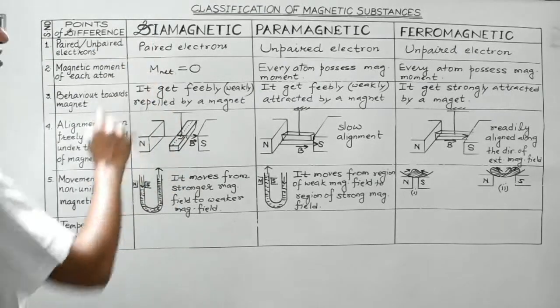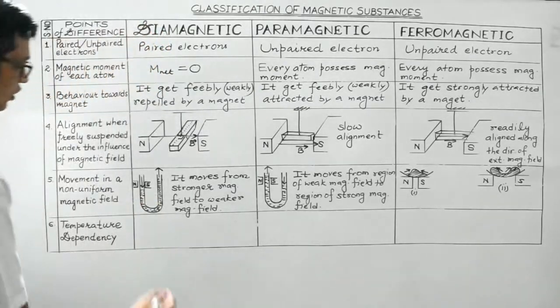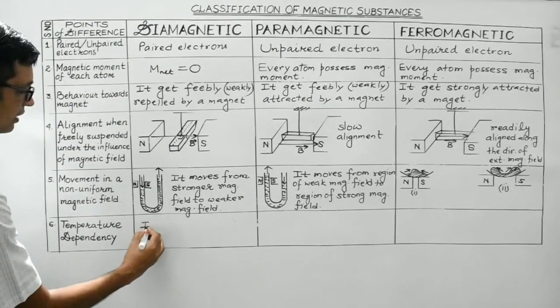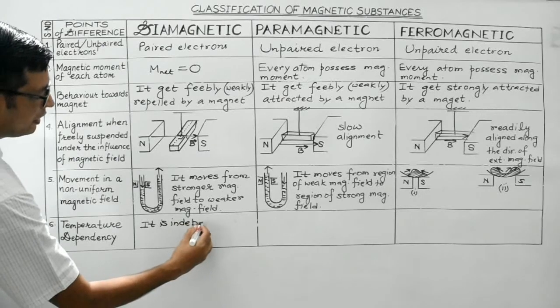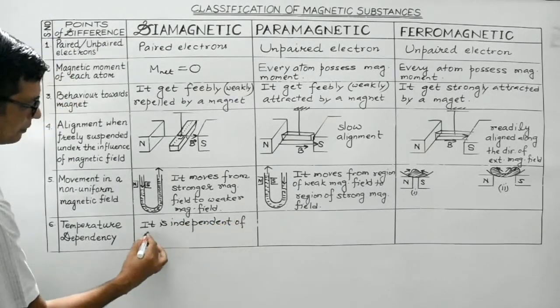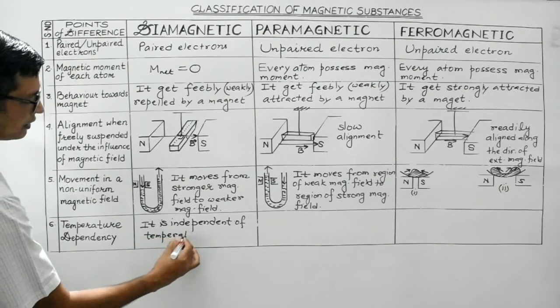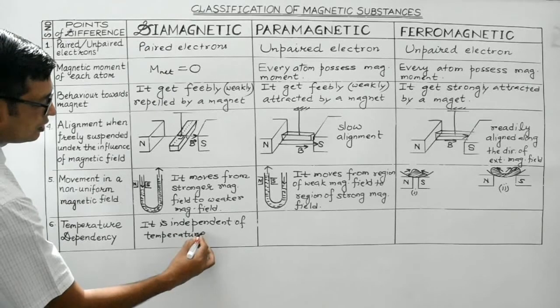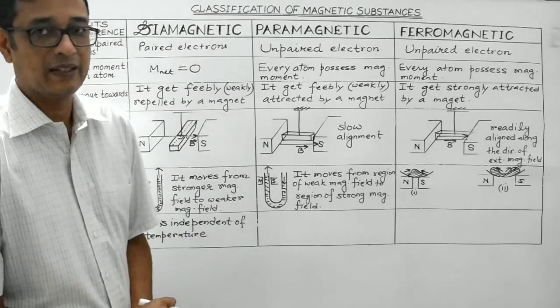Now, as we have discussed, diamagnetism is independent of temperature. So diamagnetic substances, or diamagnetic behavior, is independent of temperature.